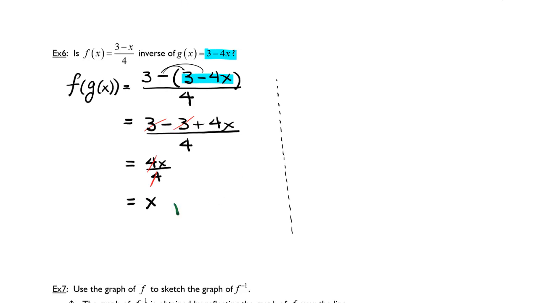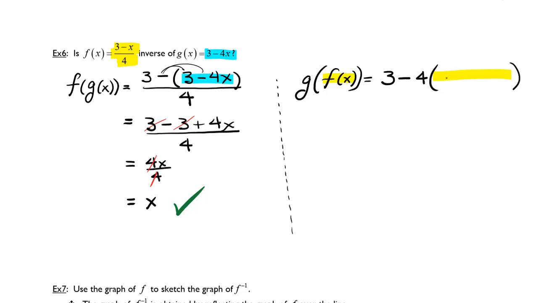So we've proven that one direction of the composition works. Now let's try the other direction. We need g composed with f of x. So now f of x is the inside function. So I have 3 minus 4 times the quantity (3 minus x) over 4.